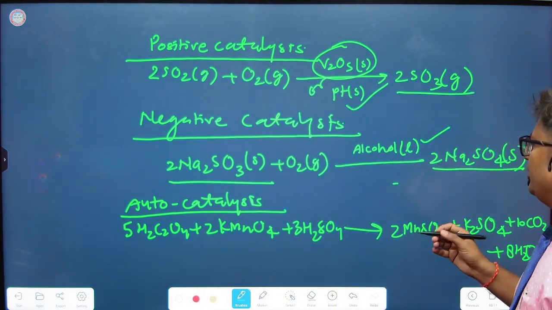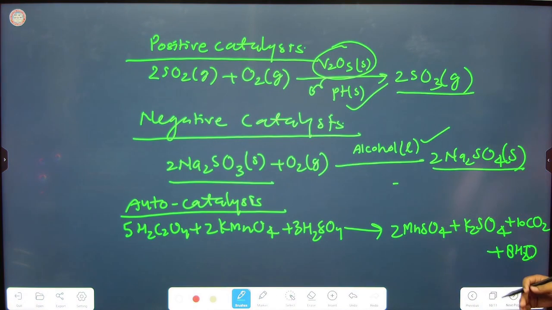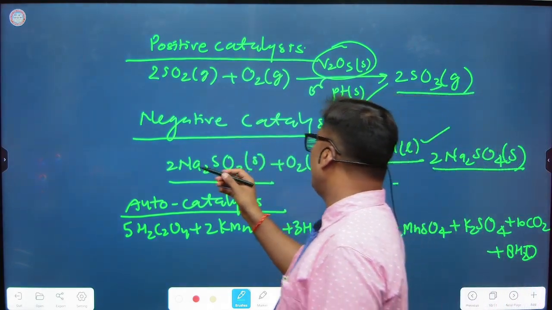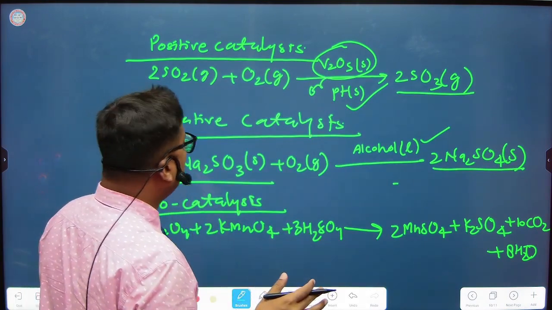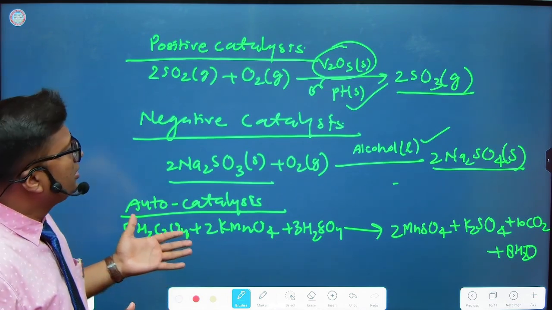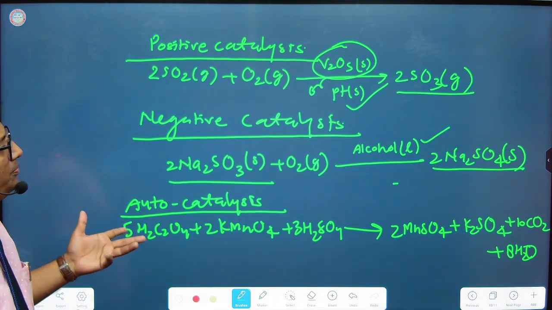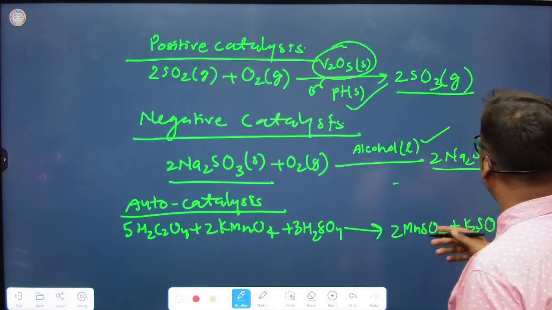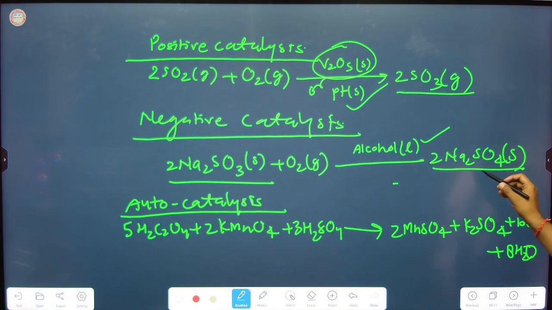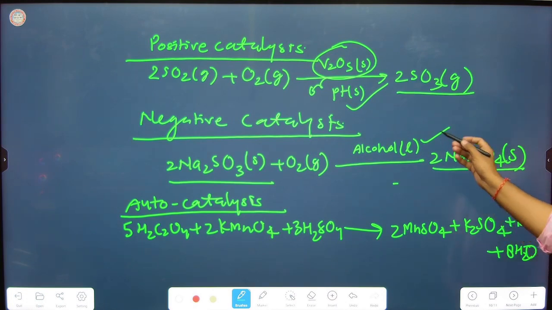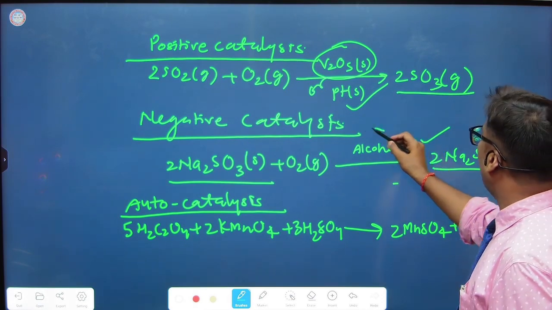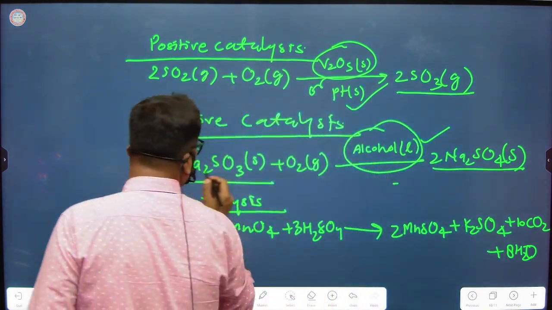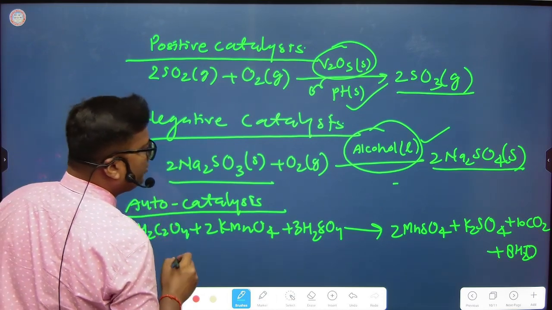What has been experimentally determined is that in the presence of this alcohol solution in the reaction medium, the rate of this reaction decreases. Hence it retards the rate of the reaction that forms the product Na2SO4. So in this kind of reaction, the alcohol plays the role of a negative catalyst.